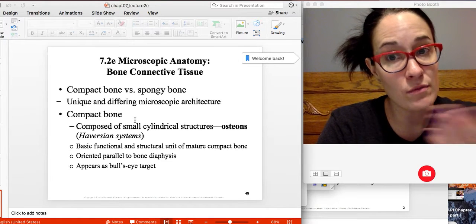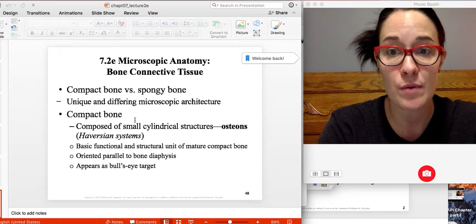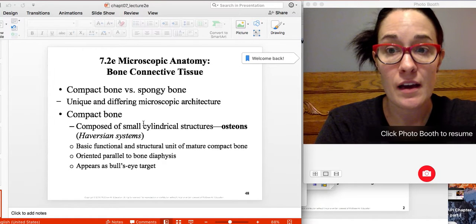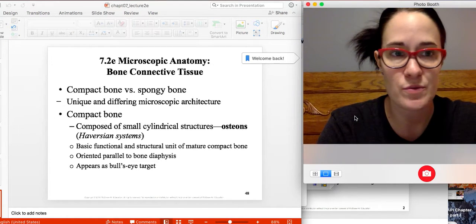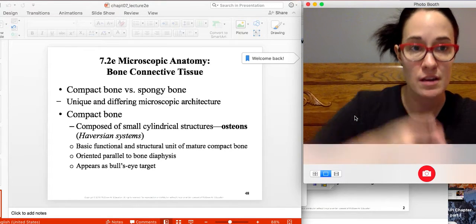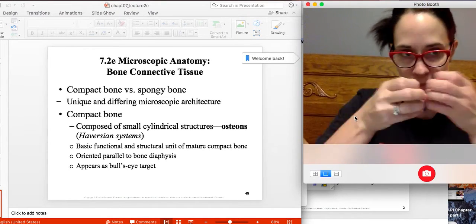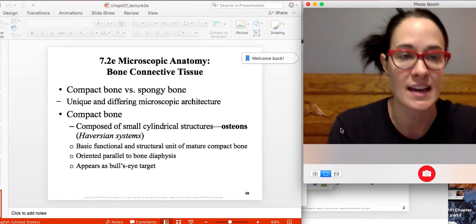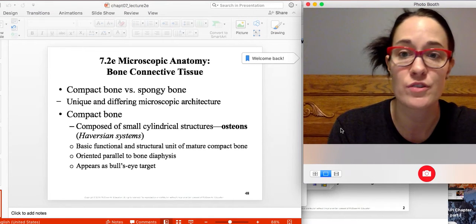So we've talked about the compact versus the spongy bone. There is some anatomy that's different between the two. Compact bone is made up of these cylindrical structures, okay, next to each other, very close together, called osteon. Another way to say that is called a Haversian system.